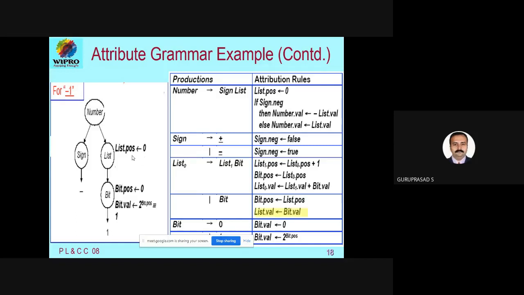So from here, we compute back the value because list 0 dot val is dependent on list 1 dot val, that is the child. So we get list dot val also equal to 1. So from here, as negative is true, for that reason, number dot val is equal to minus list dot val, that is equal to minus 1. So this is a simple calculation. We shall take a bigger example and try to solve it. Fine.